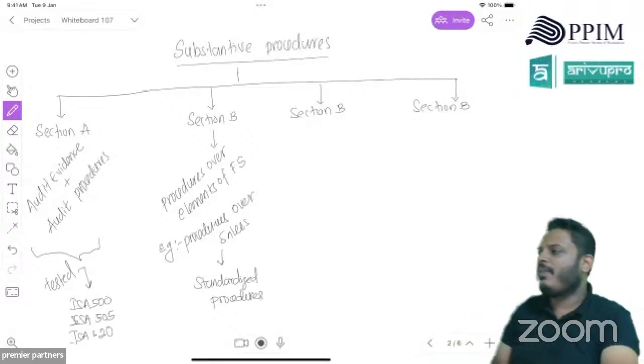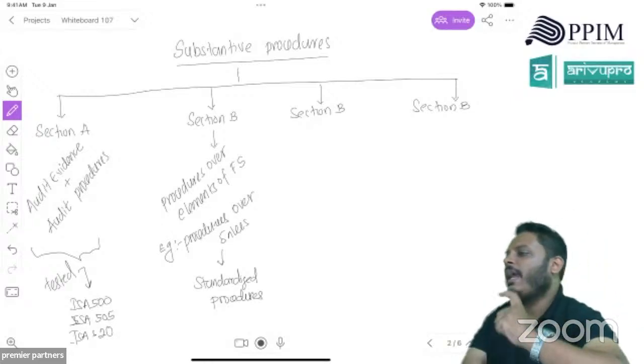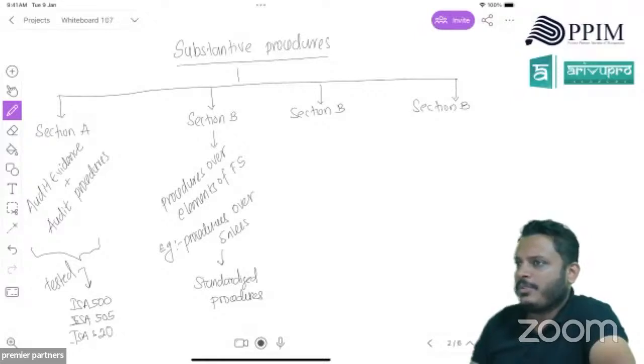Since the procedures are standardized, you can simply learn them by heart and rewrite those procedures.